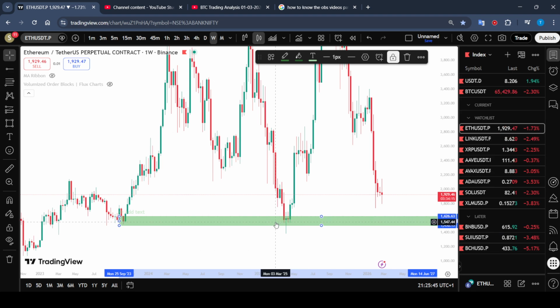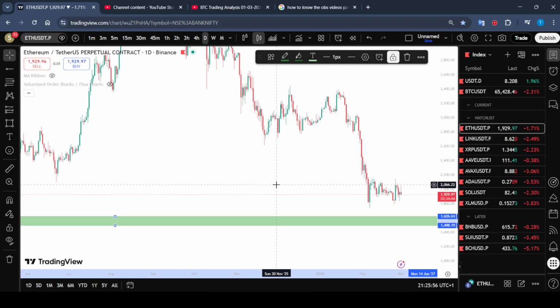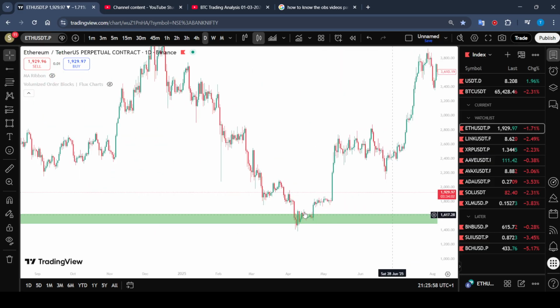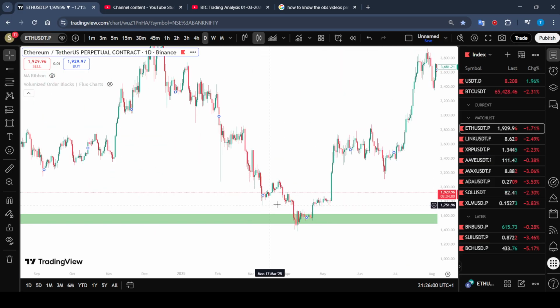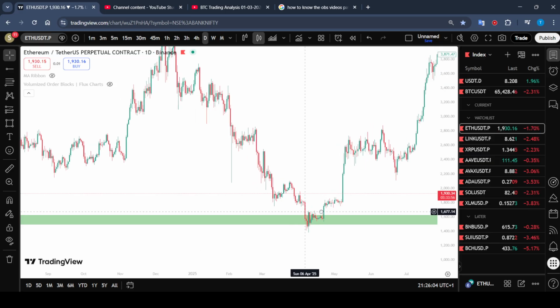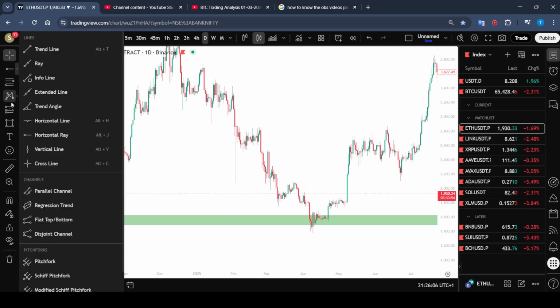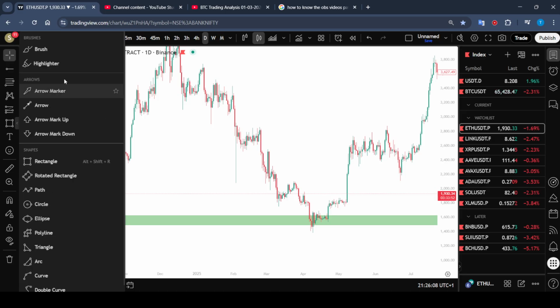The market came here. This is the equal lows. The market immediately swept all the buy orders and it immediately moved up. That means a change of character. If you even go down, you can see here this is the equal lows. The market immediately swept all the liquidity, and here it is a change of character. Let me explain with the marker.